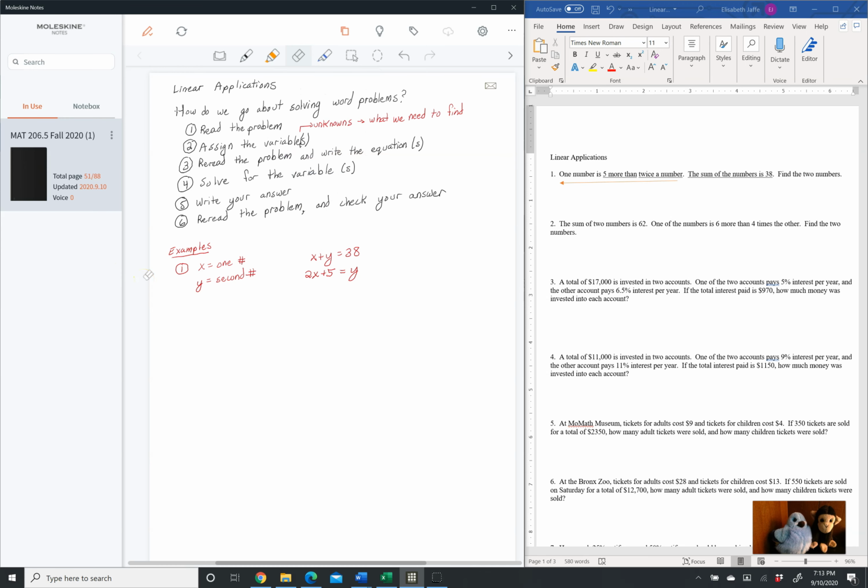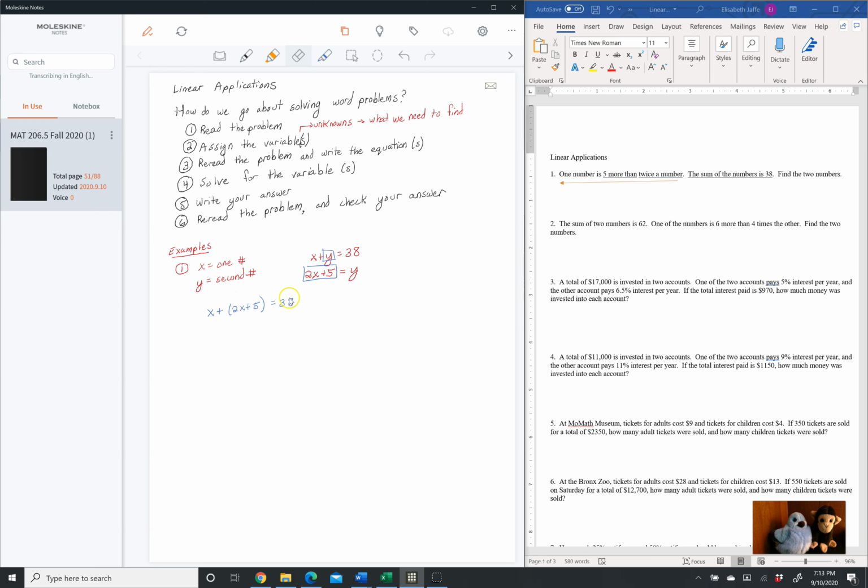So this 2x plus 5 can get substituted for this y. So now what we have is x plus 2x plus 5 is equal to 38. So notice what we did. We took the first equation and we replaced the y with 2x plus 5.